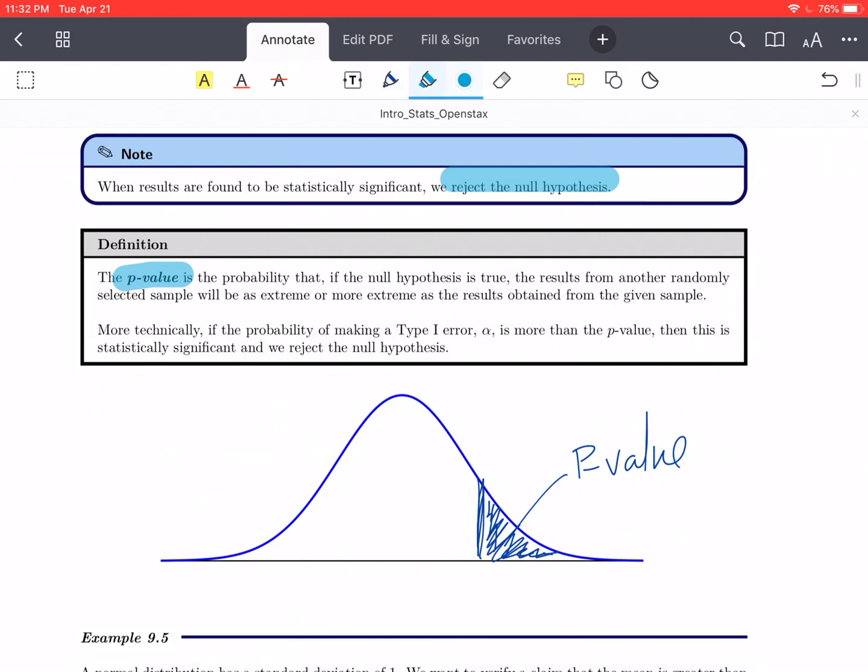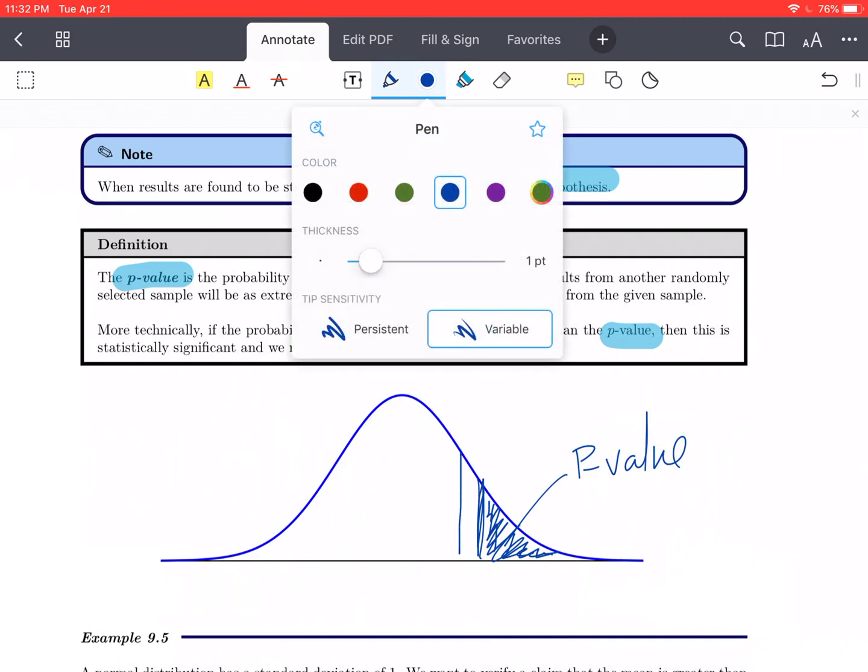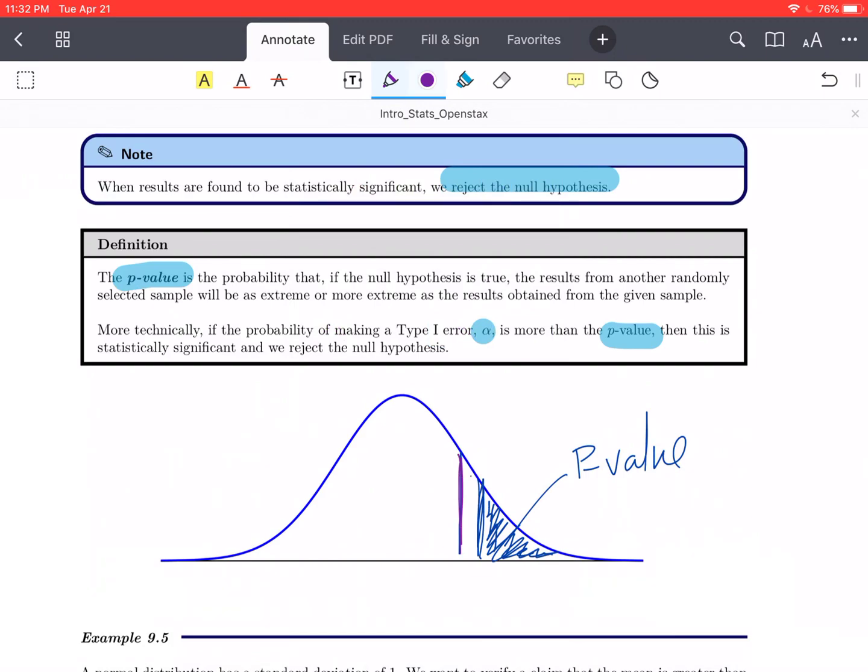It's pretty likely to occur, so we would not reject the null hypothesis. Generally, the test we're going to be working with is comparing the p-value with alpha, the probability of making a type 1 error. If the p-value is smaller than alpha, then we say the result is statistically significant, and we reject the null. So if alpha was just ever so slightly larger than the p-value, we would say this is statistically significant because the p-value is highly unlikely or unusual.